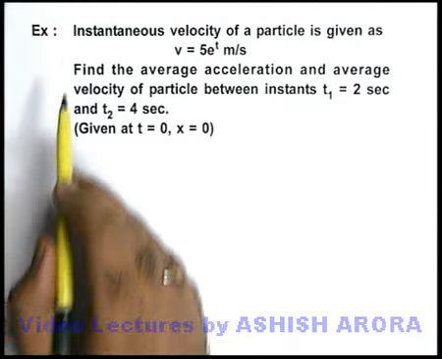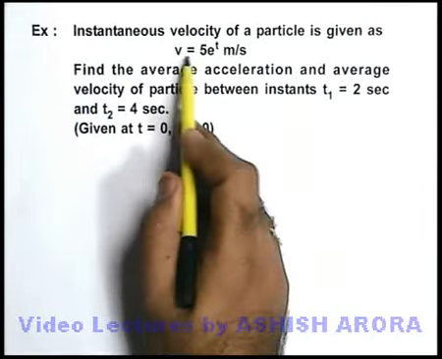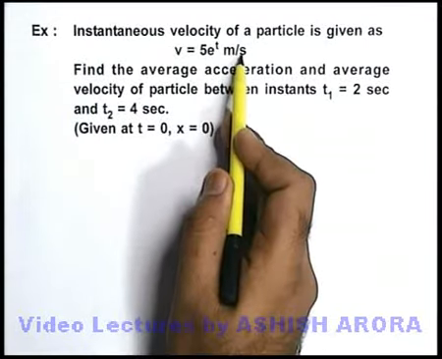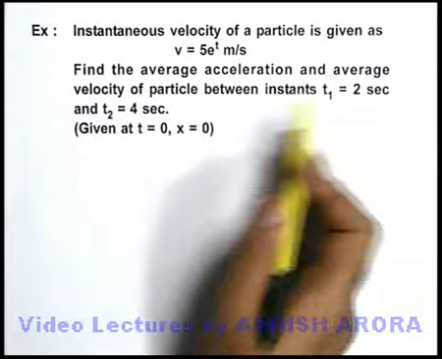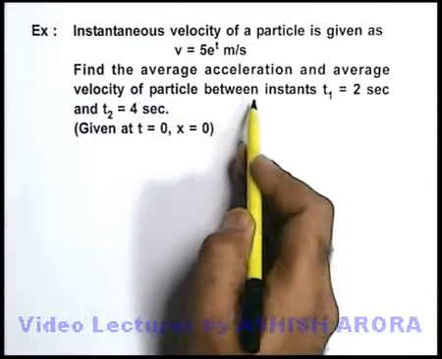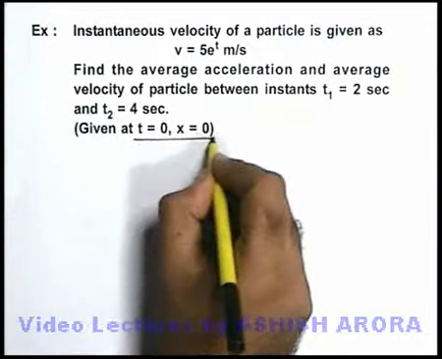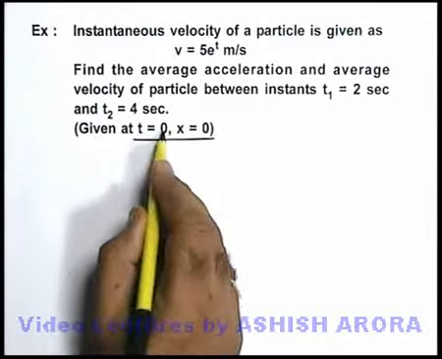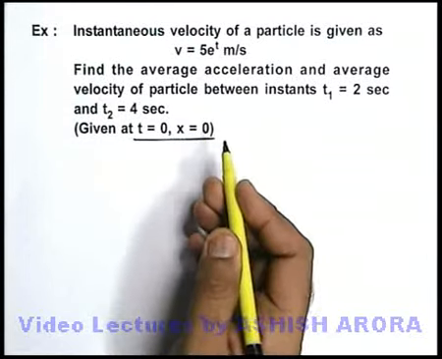In this example, we are given the instantaneous velocity of a particle as v equals 5 e to the power t meters per second. We are required to find the average acceleration and average velocity of the particle between instants t1 equal to 2 seconds and t2 equal to 4 seconds. We are also given the initial condition that at t equals 0, the particle was at the origin, that is at x equals 0.